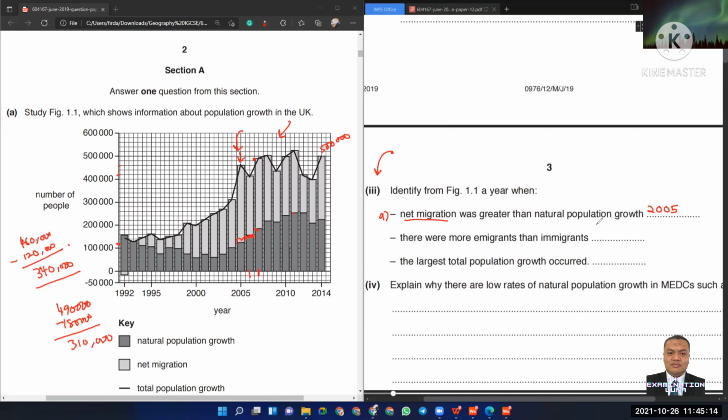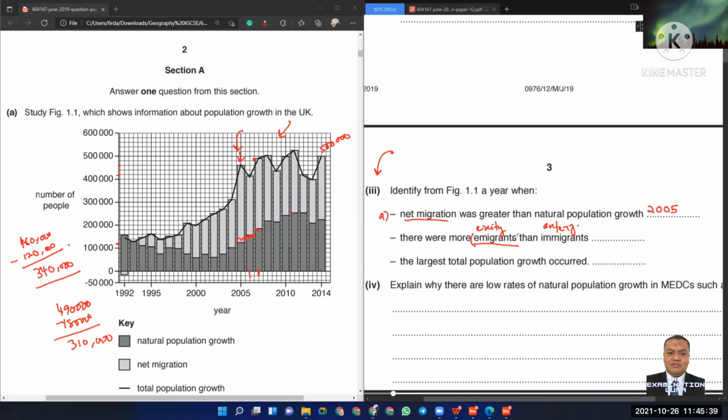Okay, now the next one. There were more immigrants than emigrants. Okay, dekat sini dia tanya. Dekat sini dia kata, terdapat lebih banyak immigrants. Immigrants means the one who are exiting the place rather than the immigrants, the one who are entering the place. Okay, so dekat sini boleh tengok dekat sini dekat mana yang net migration dia negatif.